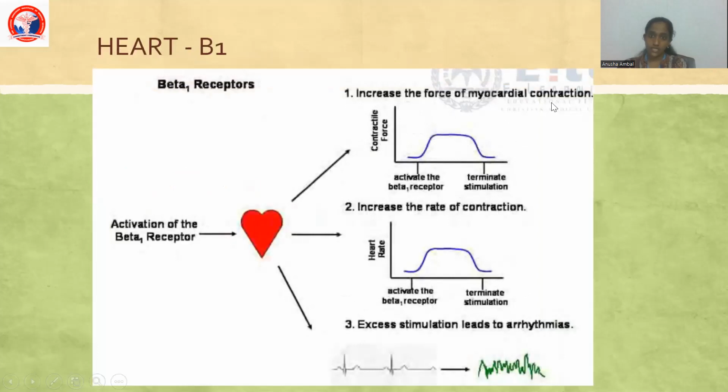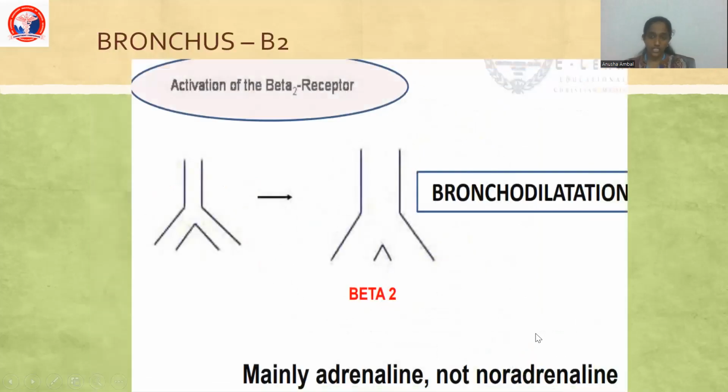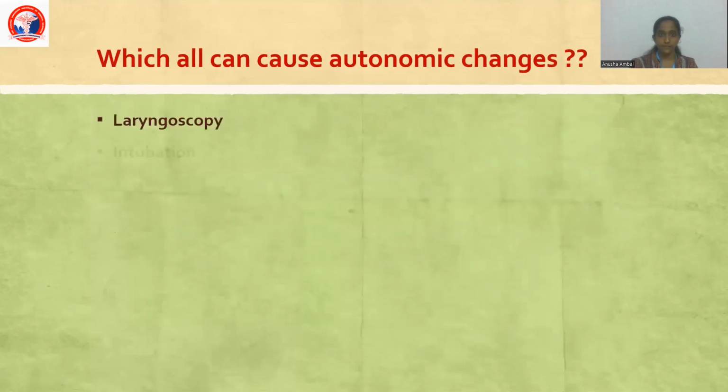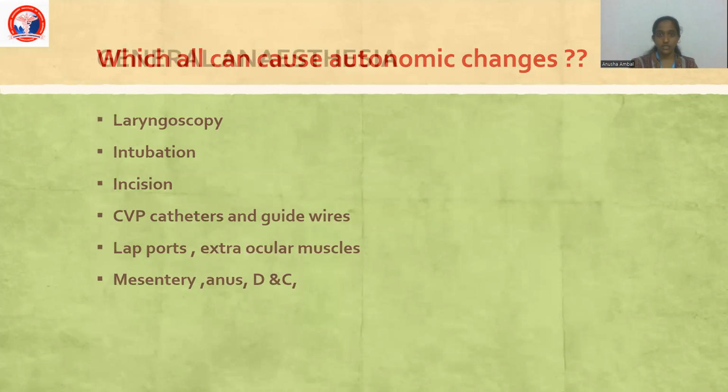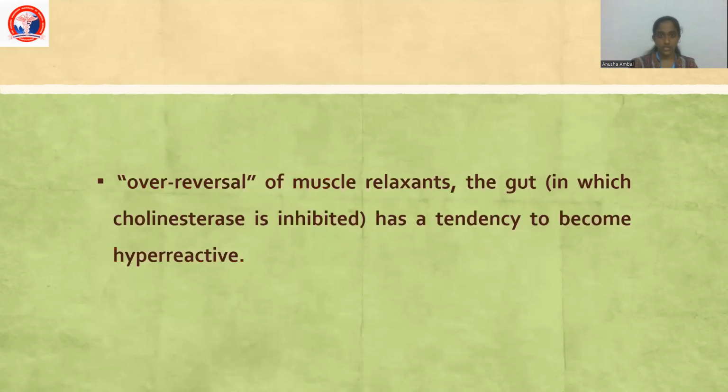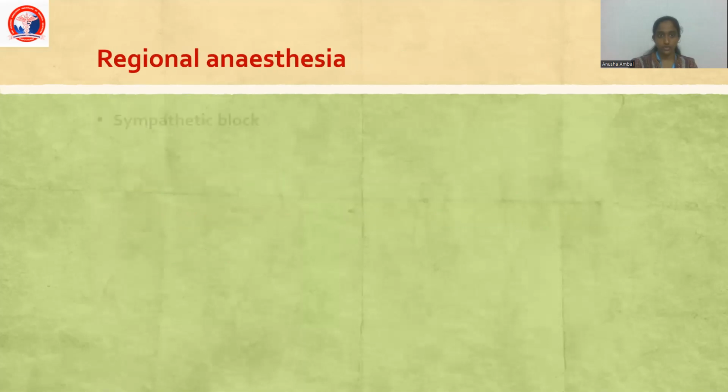Beta will increase the force of myocardial contraction and the rate of contraction, and there is also risk of arrhythmia because the speed of contraction is also increased. Beta 2, we know, has a bronchodilator action. Actually, these are all slides related to anesthesia and the autonomic nervous system, so you need not know much about that.